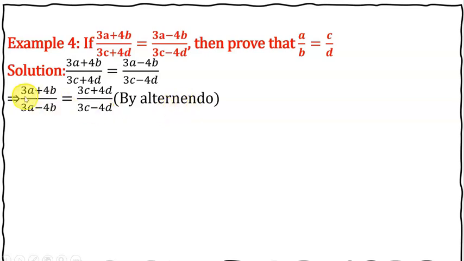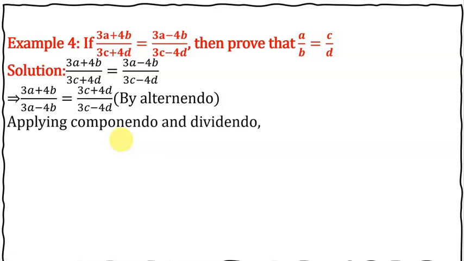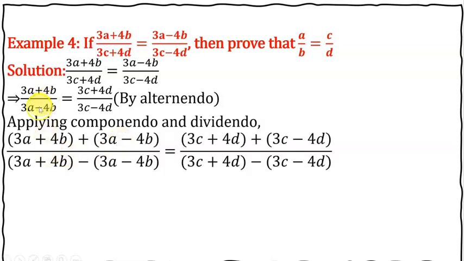By applying the alternando, you will get here 3a plus 4b upon 3a minus 4b is equal to 3c plus 4d upon 3c minus 4d. Okay, then apply the componendo and dividendo. You will get the required result. Okay, therefore by applying the componendo and dividendo, 3a plus 4b plus 3a minus 4b upon 3a plus 4b minus in bracket 3a minus 4b is equal to 3c plus 4d plus 3c minus 4d upon 3c plus 4d minus in bracket 3c minus 4d.